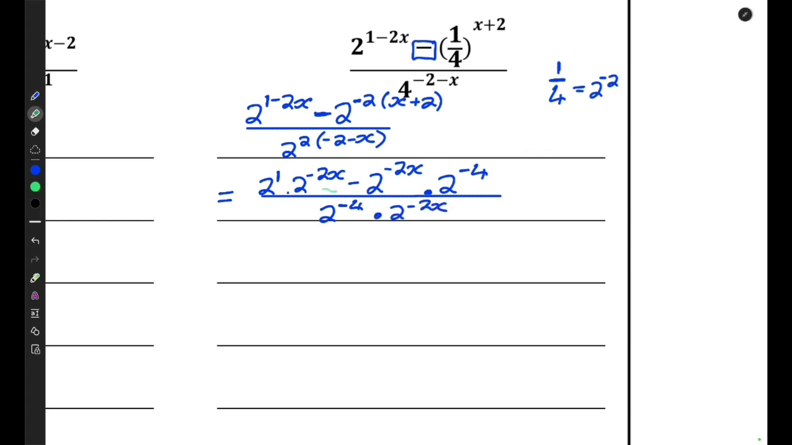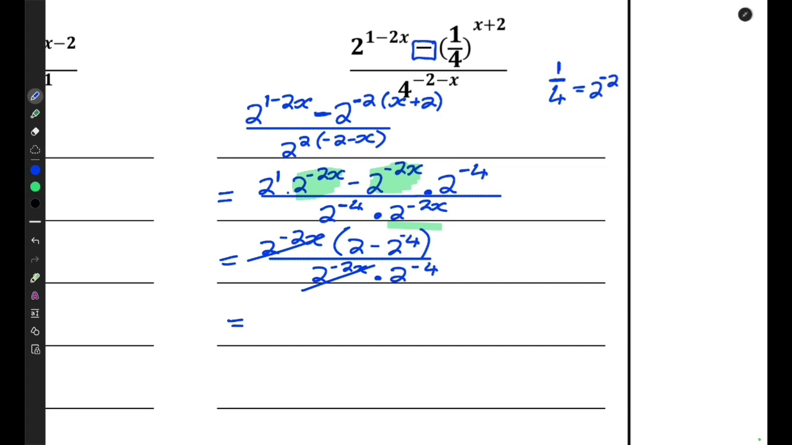Now I'm checking for my common factor. My common factor would be 2 to the power minus 2x. It's also there, but it's not up top. So take it out as a common factor, and then just write what's left over. So 2 minus 2 to the power minus 4. At the bottom, I'm just going to shuffle them. So 2 to the power minus 2x times 2 to the power minus 4. The first terms cancel out each time, and then that part I can just type on the calculator. And my calculator tells me this answer is 31.